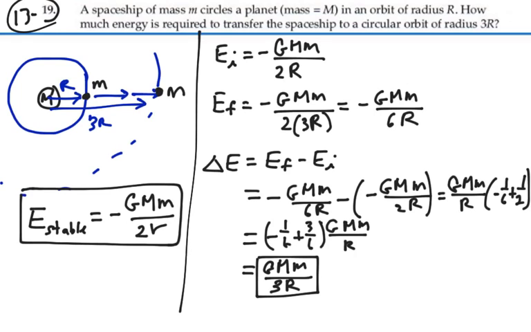That's the change in energy. That's the energy that we need to add to go from our initial orbit to our final orbit, where both of the orbits are stable orbits.